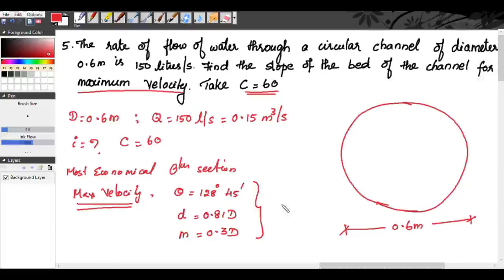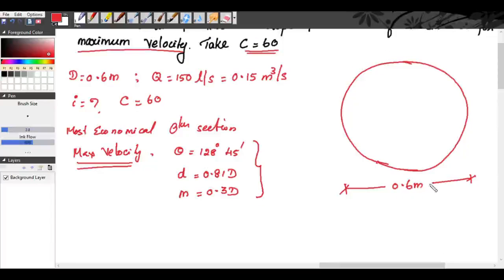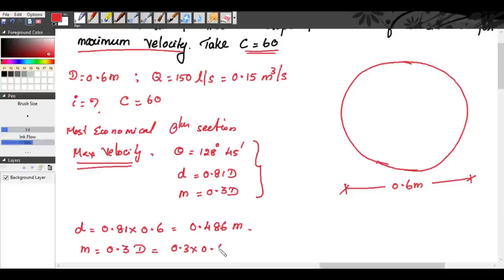Now we know the diameter is 0.6 meter. So if the diameter is 0.6 meter, the depth of flow d will be equal to 0.81 times capital D, that is 0.6. So we get 0.486 meter. Also M will be equal to 0.3 times the capital D, so 0.3 times 0.6. We get 0.18 meter.